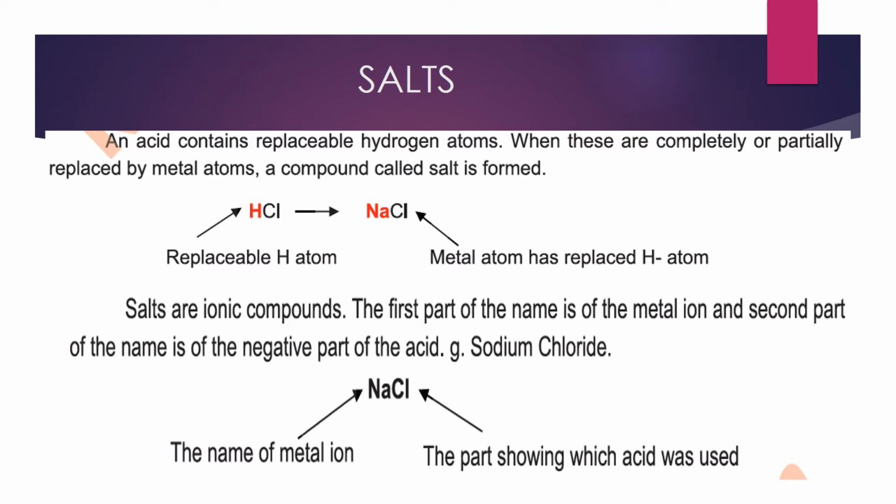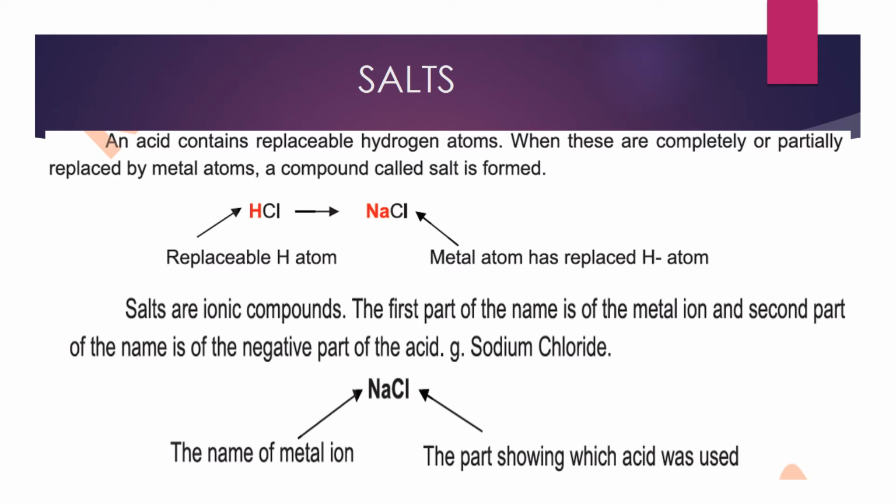An acid contains a replaceable hydrogen atom, and when this hydrogen atom from the acid is replaced partially or completely by a metal atom, a new compound is formed that is called a salt. Just like in this example of hydrogen chloride, you can see that hydrogen can be replaced by a metal atom. Here this hydrogen is replaced by the metal sodium, and the newly formed compound is sodium chloride, that is a salt.